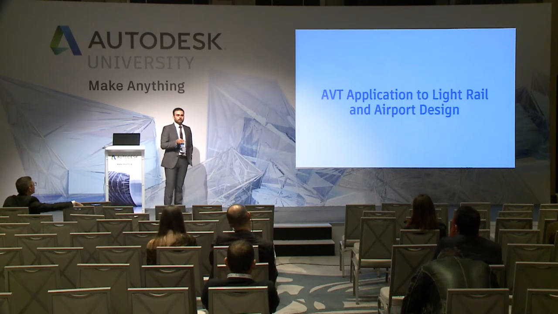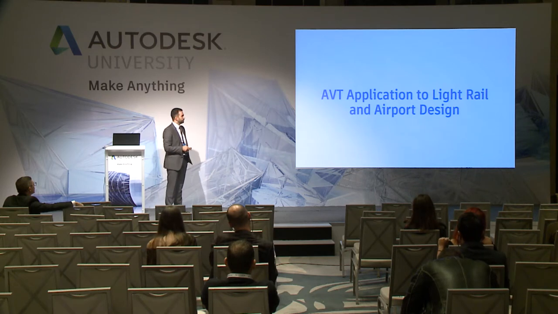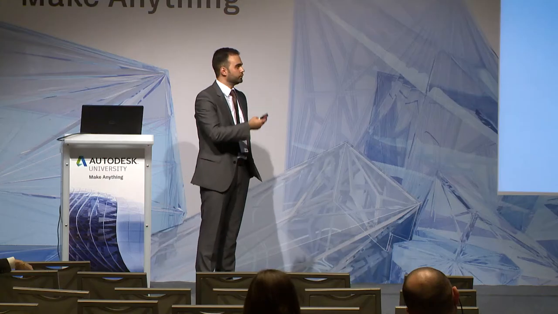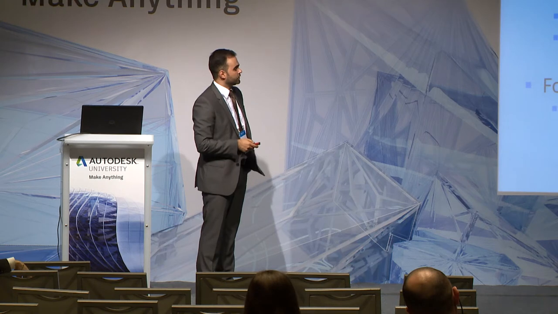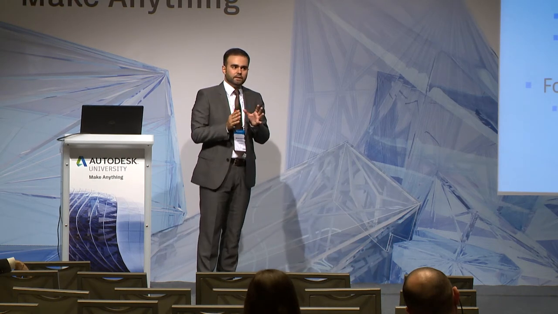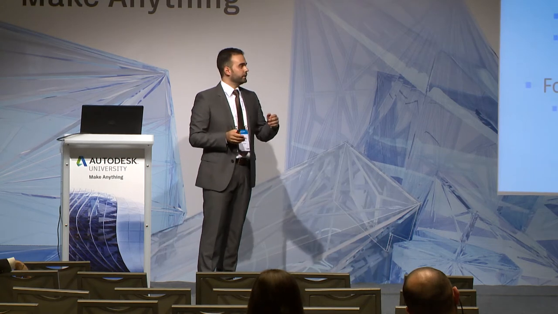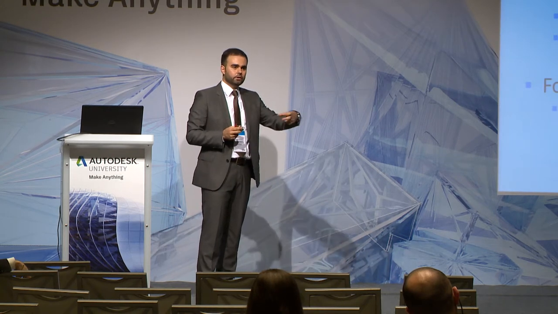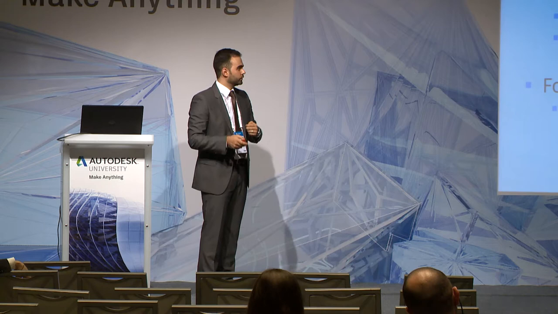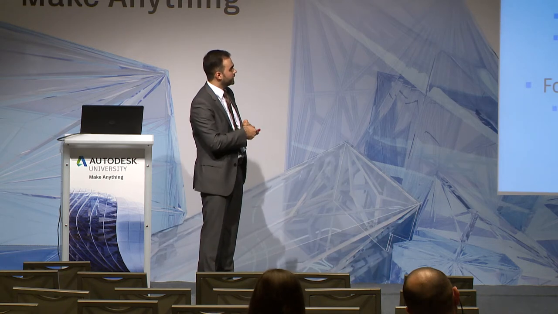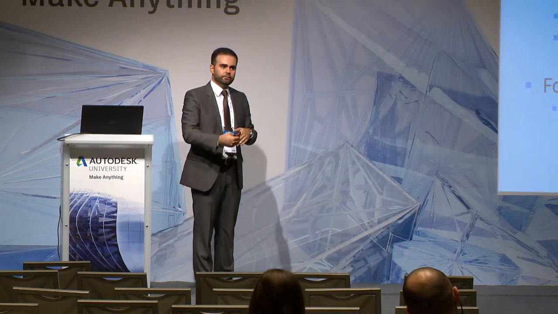OK, let's see how we can apply this also in light rail and airport design. I'm going to focus on airport design because light rail is very similar to trailers and vehicles. Inside of this tool, it's not only about the profile of the vehicle, but also we have different types of driving the vehicle, the car or the truck, inside the AutoCAD environment. We have auto drive, we have follow drive, we have others as well.